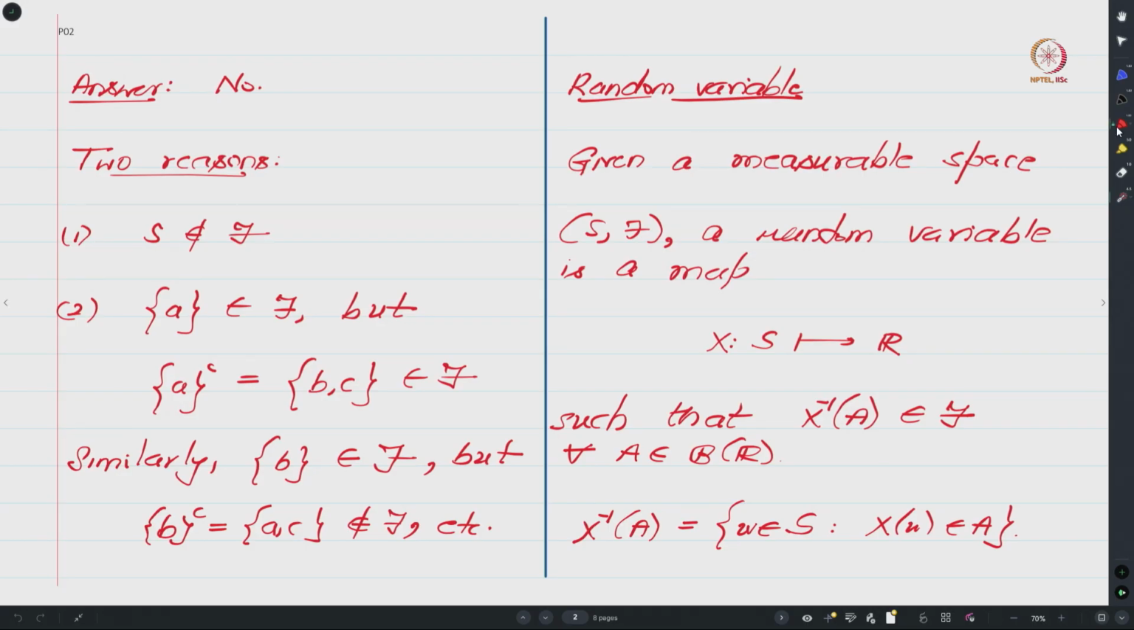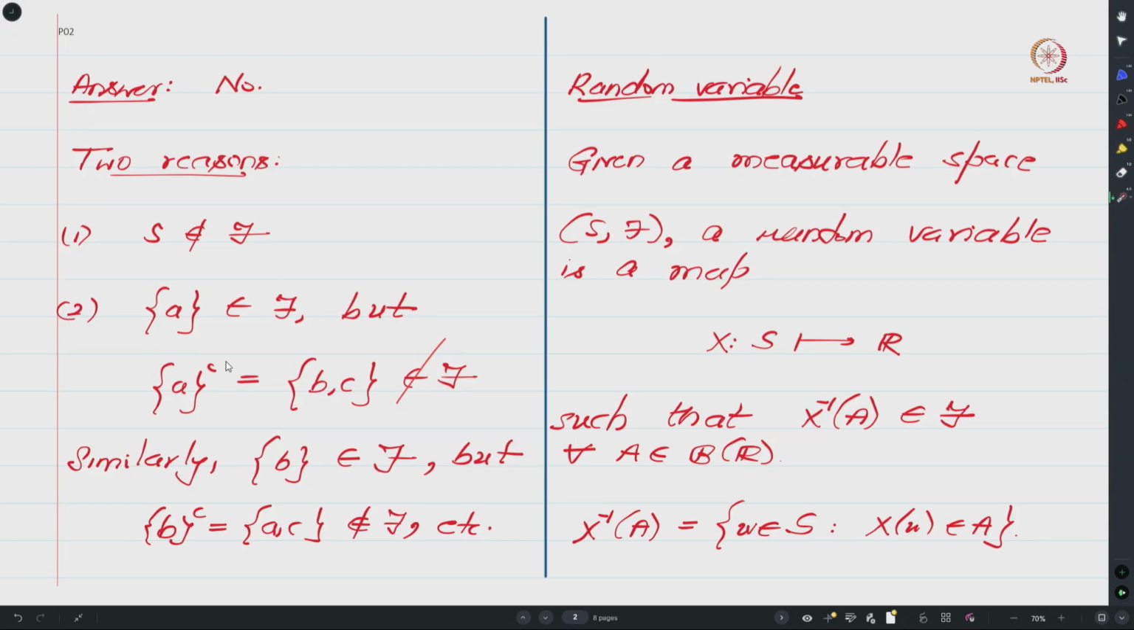I should perhaps emphasize here that this does not belong to F. Similarly, while the singleton set containing B belongs to F, its complement, which includes A and C, does not belong to F, and so on and so forth. So you can see that there are multiple reasons because of which this collection F is not a sigma field, and I have highlighted here two reasons. And one can see that the answer to the previous question is that the collection F is not a sigma field.